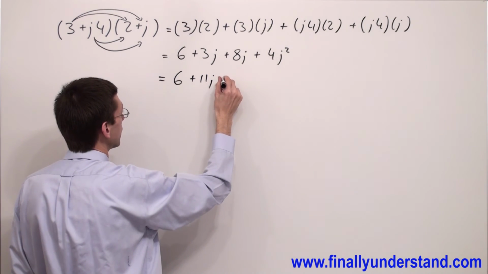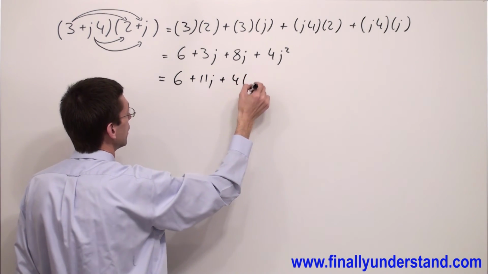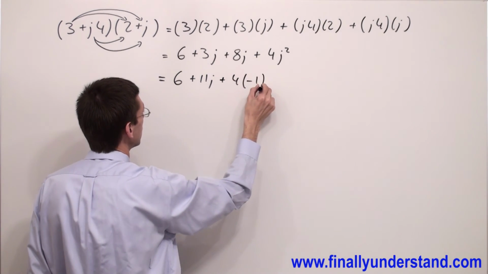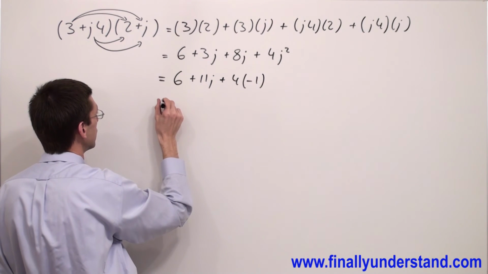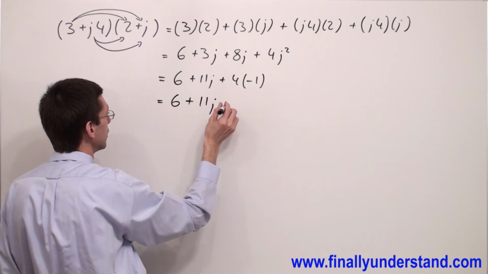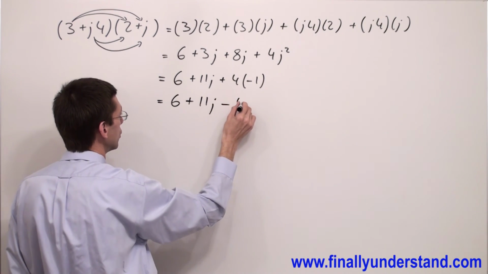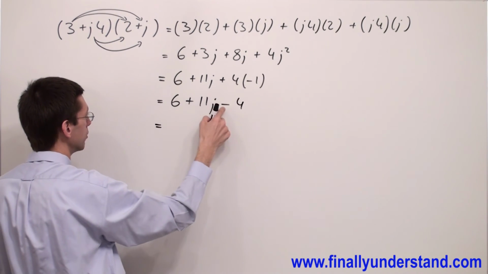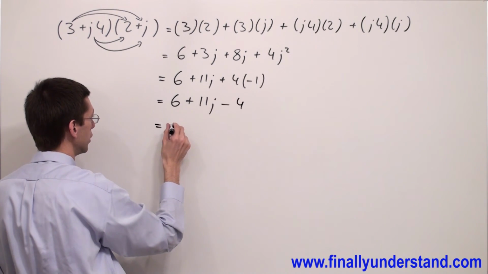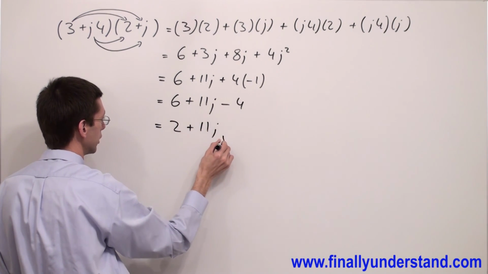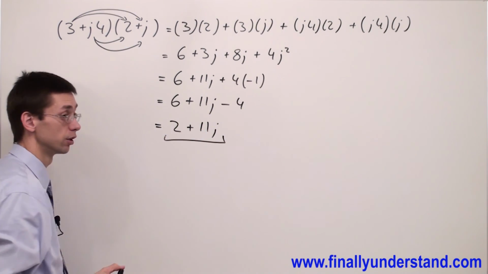Plus 4, and I have j squared is equal negative 1. That's why I have 6 plus 11j minus 4. So this is equal 6 minus 4 is equal 2 plus 11j. This is the solution to my problem.